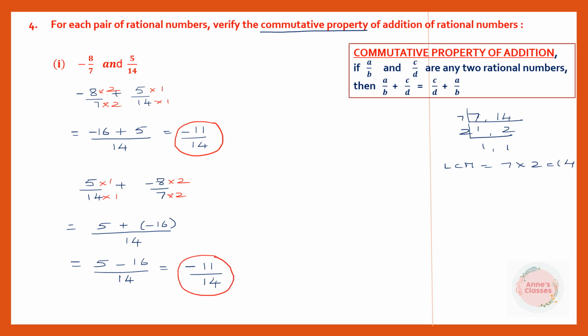So here what have we proved? We have proved that whether you add it up this way or change the order, it's the same. So we need to write that. So how do we write that? We say minus 8 by 7 plus 5 by 14 is equal to 5 by 14 plus minus 8 by 7. Okay, that is, we have proved that the commutative property is satisfied in this question.